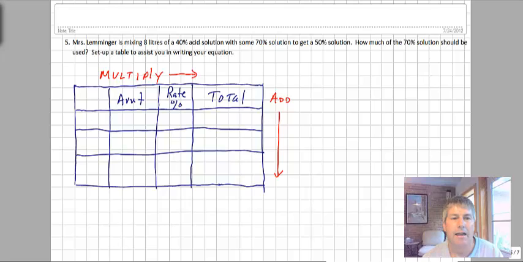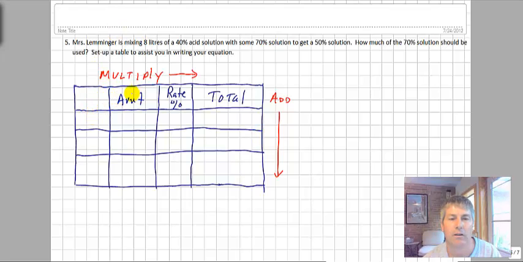Problem number 5, another table problem. Mrs. Lemminger is mixing 8 liters of a 40% acid solution with some 70% solution to get a 50% solution. How much should be used? How much of the 70% solution should be used to get a 50% solution?